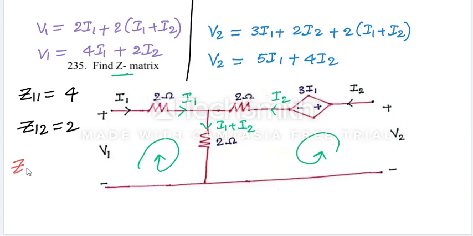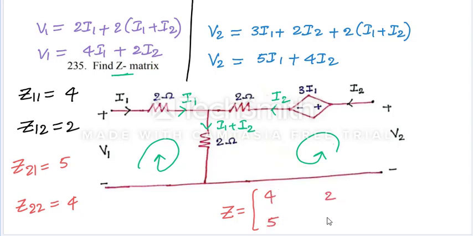So you see, Z21 is how much it is saying? 5, and Z22 is how much it is? 4 now. So finally, the Z parameters of this network, which is given as, what can I say here, 4, 2, 5, 4. The other Z matrix I can say. You can see this network now. From this, tell me now for these parameters.